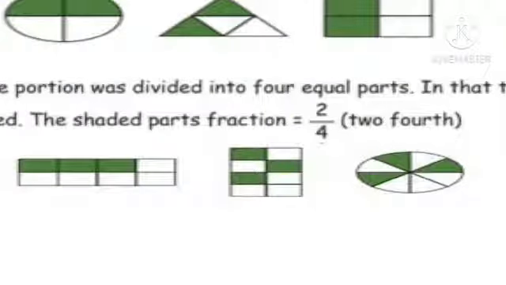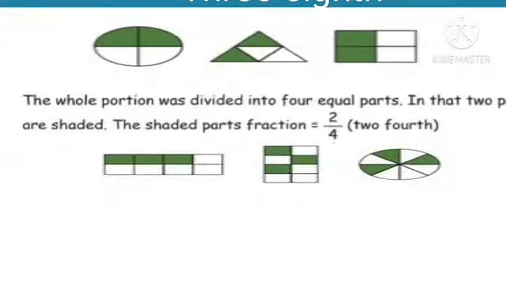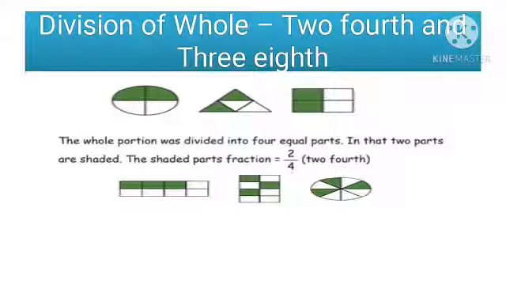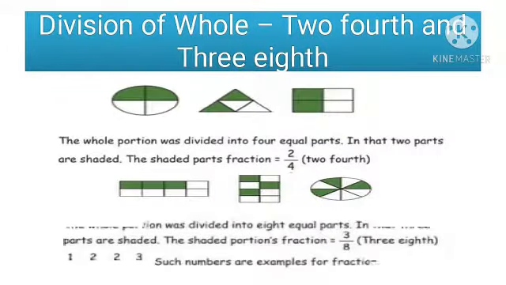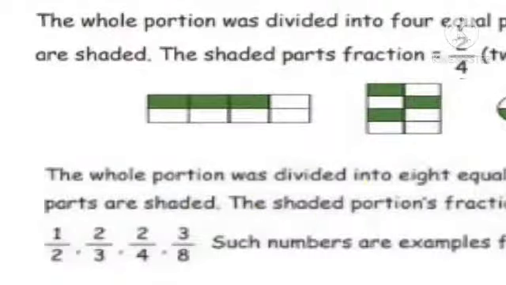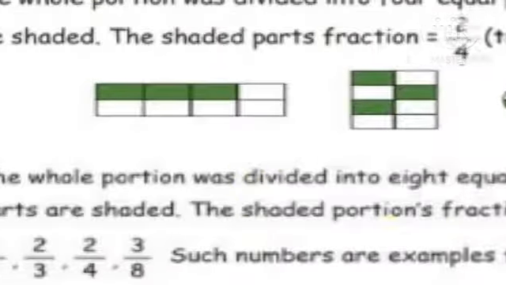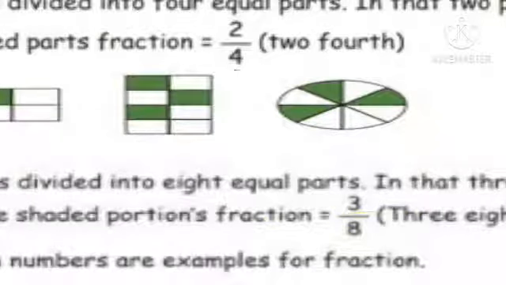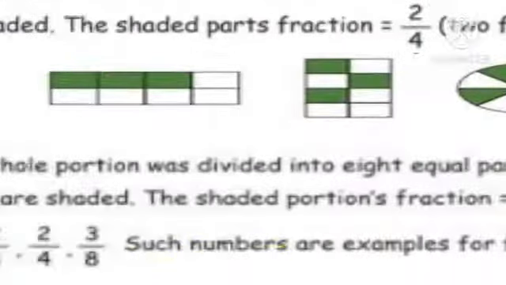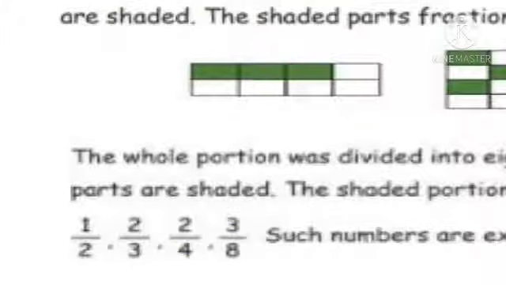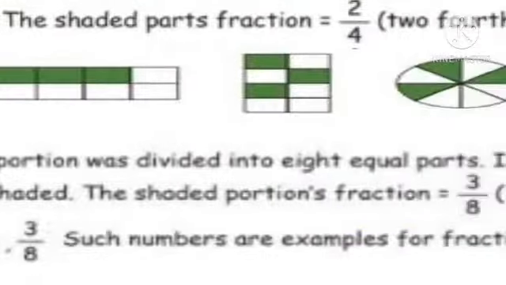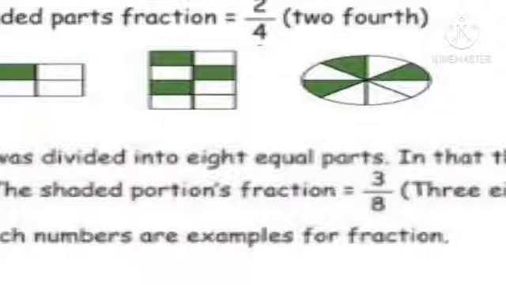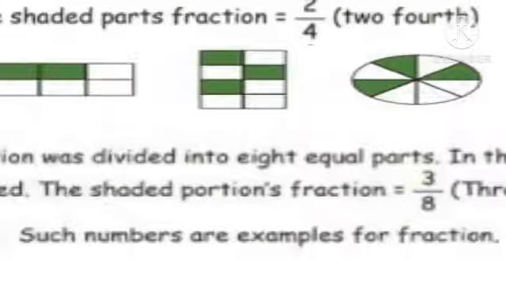Next, the rectangle they have given, the square, then the circle. So all 3 images are divided into 8 parts. In those 8 parts, how many parts are colored? Yes, they colored 3 parts. So 3/8. Now listen. The whole portion was divided into 8 equal parts. In that, 3 parts are shaded. The shaded fraction is equal to 3/8.